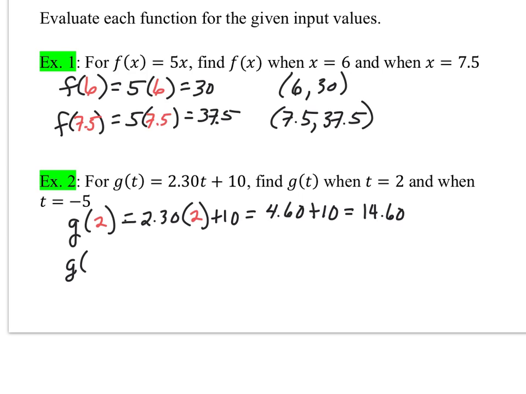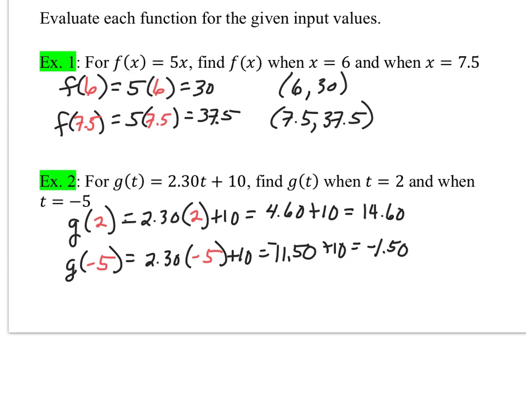The second one is g of negative 5. So be careful with your negatives. You've got 2.3 times negative 5 plus 10. So 2.3 times negative 5, excuse me, so that should be negative 11.5 plus 10 equals negative 1.5.